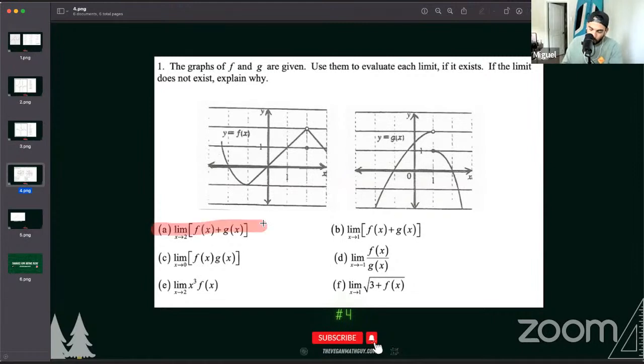So for part A, they want this limit, but check that out. Now we have two different functions. So something that we have to learn is when you have two limits like this, you can actually separate this and take the limit of them separately. Whenever you have the sum or difference of two limits, you can just go ahead and take the limit of them separately, solve them individually, and see what the value is going to be.